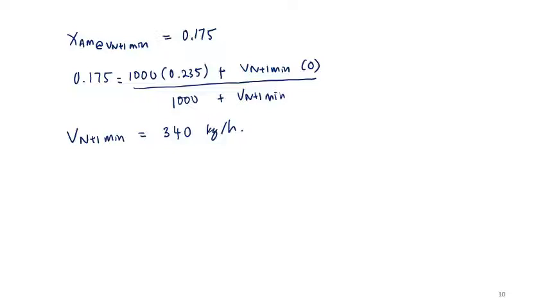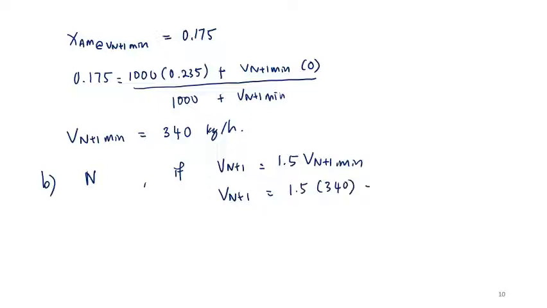So next, for question B, is to calculate the number of stages, find N if V_{N+1} equals 1.5 times V_{N+1} minimum. So here, this one is quite straightforward. You can calculate the V_{N+1} first. So V_{N+1} equals 1.5 times 340 equals 550 kg per hour. So we'll continue to solve for question B.